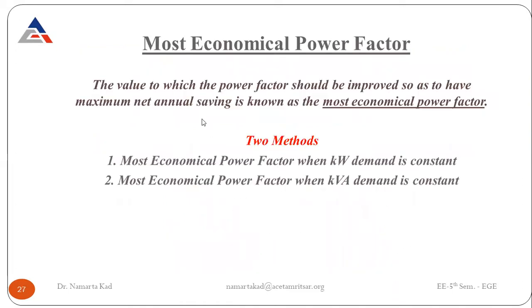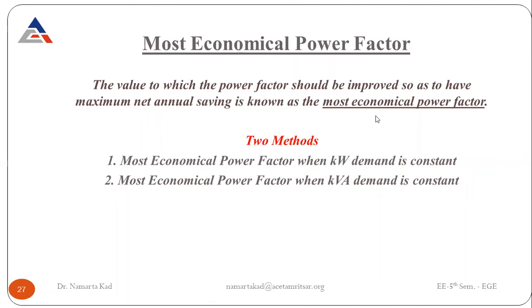Now, these are some of the methods used for power factor improvement. First, the basic definition: the value to which the power factor should be improved so as to have maximum net annual savings is known as the most economical power factor. In this topic, the power factor is related with cost, that is, how much the power factor is improved so that our savings would be maximum, so that it is economical.